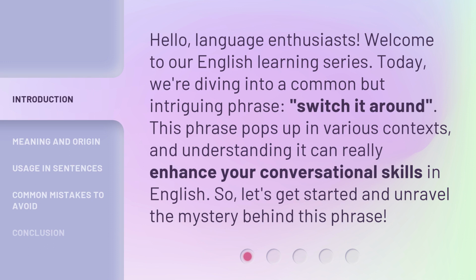Today, we're diving into a common but intriguing phrase, switch it around. This phrase pops up in various contexts, and understanding it can really enhance your conversational skills in English. So, let's get started and unravel the mystery behind this phrase.